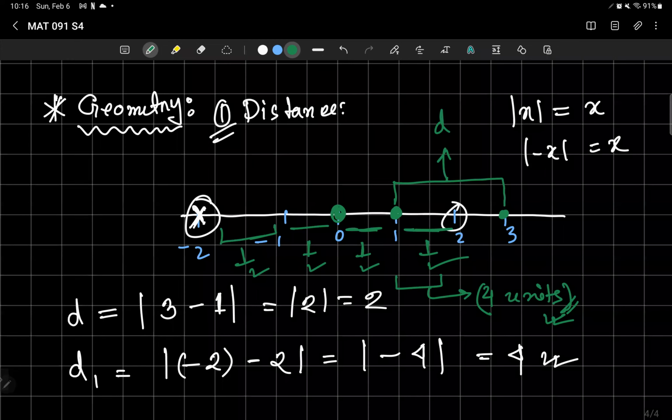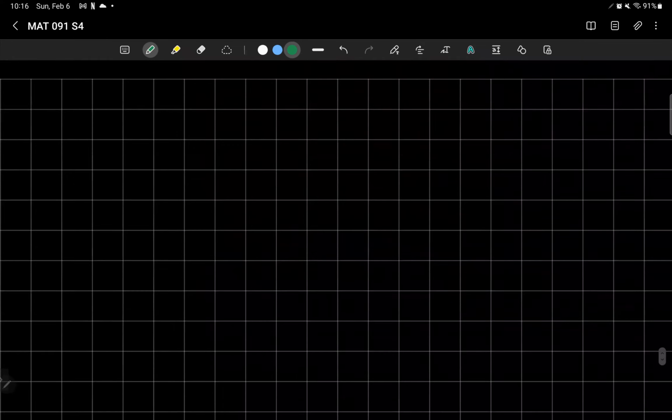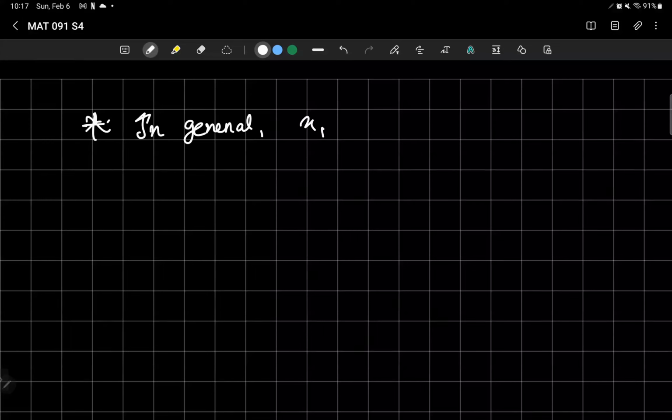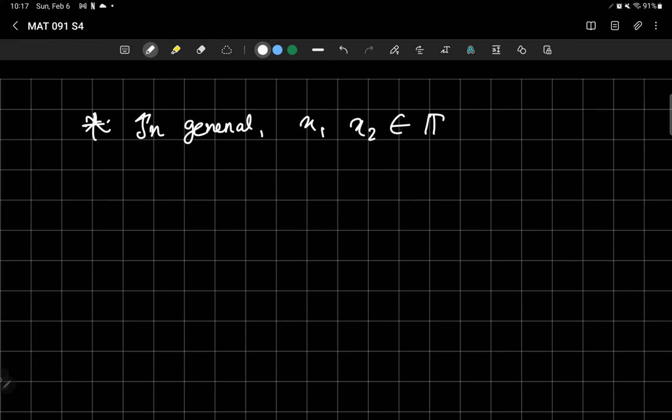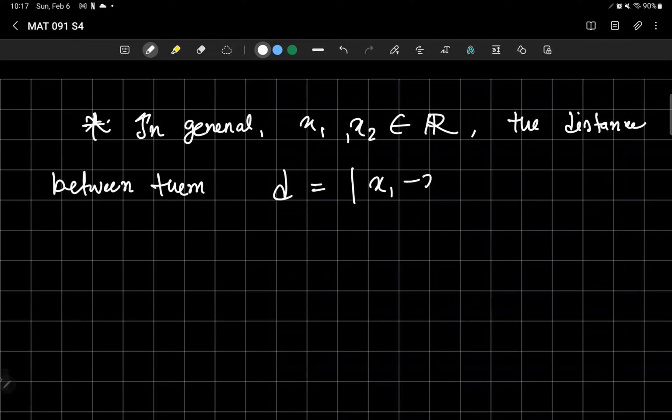So that is the concept of distance. So if I want to write in general, if I have 2 points such that x1 and x2 belong to the real number line, and they can be positive, negative, anything, the distance between them, let's call that D, is given by modulus of x1 minus x2 or x2 minus x1, vice versa.